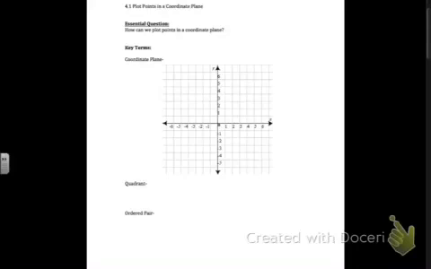Alright, ladies and gentlemen, today we're going to talk about section 4.1, which is plotting points on a coordinate plane. Our essential question is, how can we plot points in a coordinate plane? So for our key terms, we have our coordinate plane as shown below, and you guys have seen this before. You've got your x-axis and your y-axis.